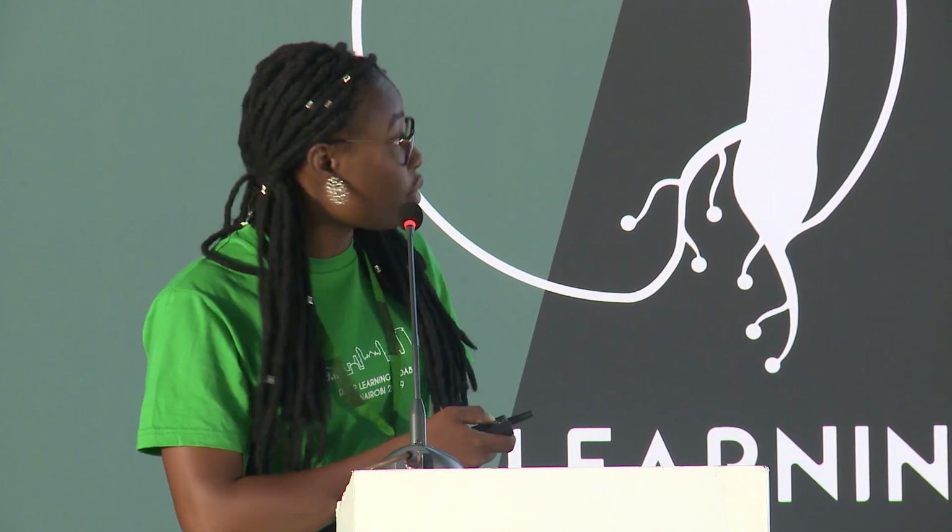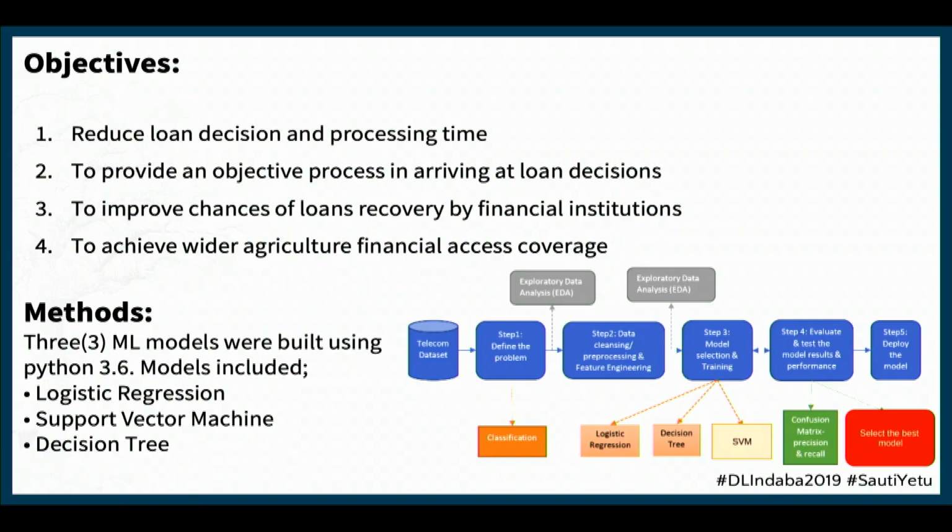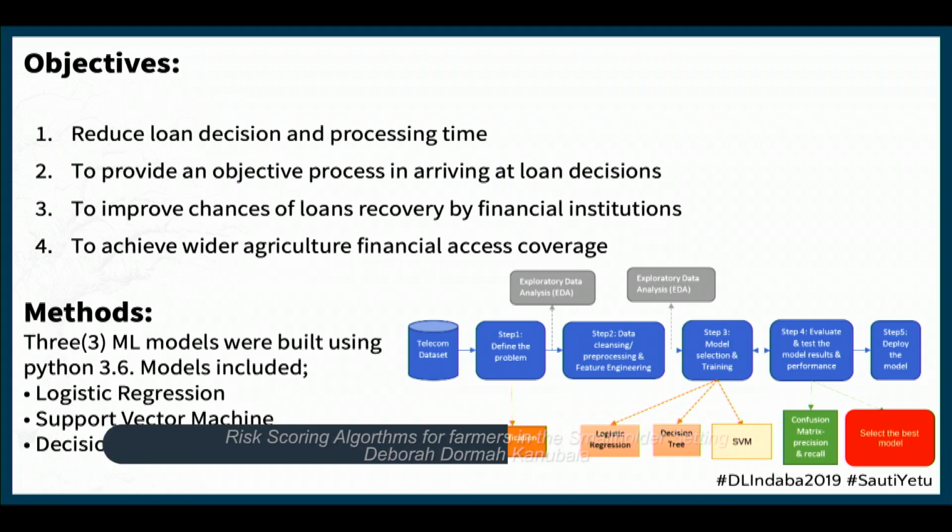And so this research actually seeks to, 1, reduce the loan decision and processing time, 2, provide an objective process in arriving at loan decisions, 3, improve chances of loan recovery by financial service institutions, and 4, achieve wider agricultural financial access coverage.